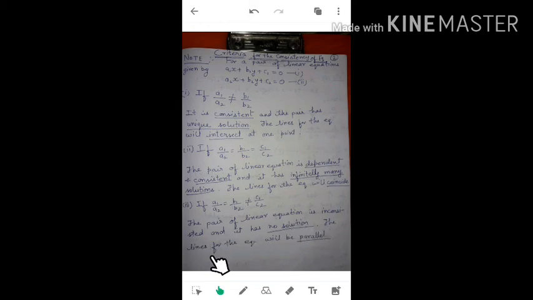Thus it has no solution. And when we draw lines for these two equations, equation 1 and equation 2, in this case the lines will be parallel. The lines are not meeting at any point, so in this case the pair has no solution.